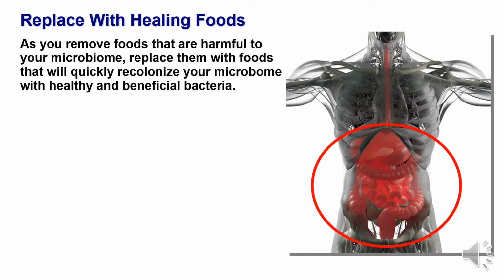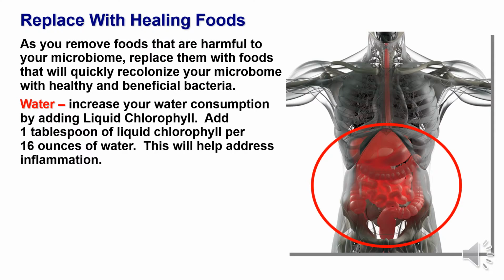The next step is to replace with healing foods. As you remove foods that are harmful to your microbiome, replace them with foods that will quickly recolonize your gut with healthy and beneficial bacteria. Here are some suggestions. Water. Increase your water consumption by adding liquid chlorophyll, 1 tablespoon of liquid chlorophyll per 16 ounces of water. This will help you address inflammation.